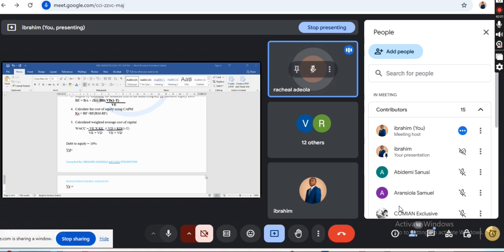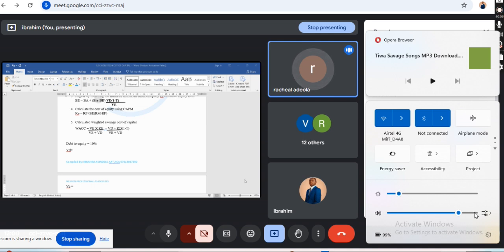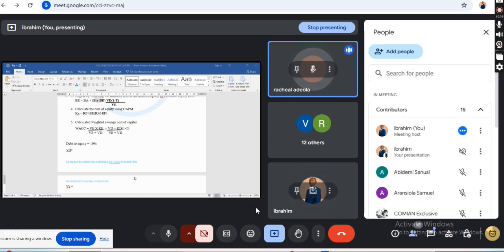The normal ratio is 60/40. Yes, sir. I feel the normal ratio is 60/40. For equity it should be 60 and for debt 40%.